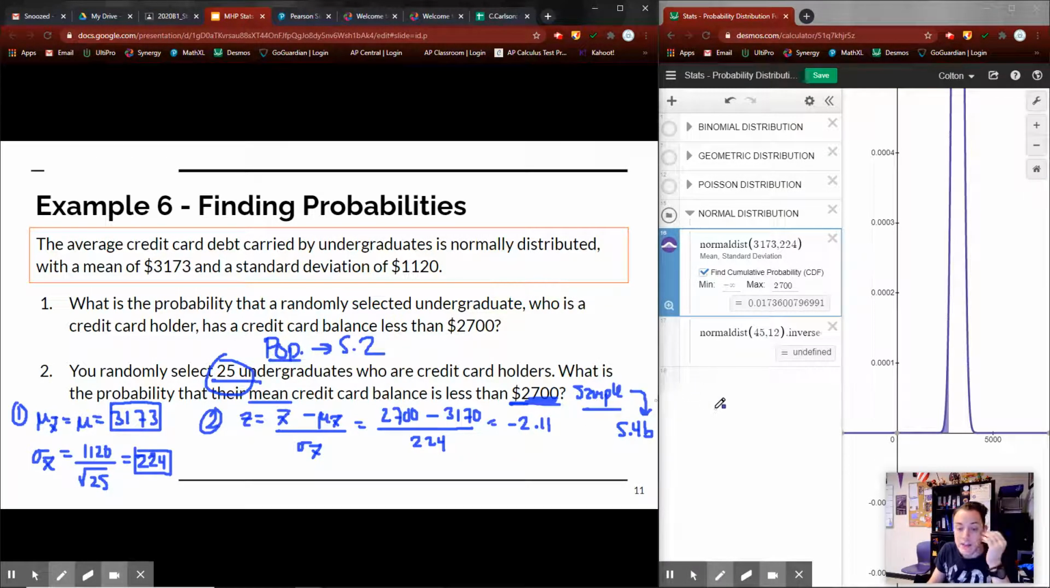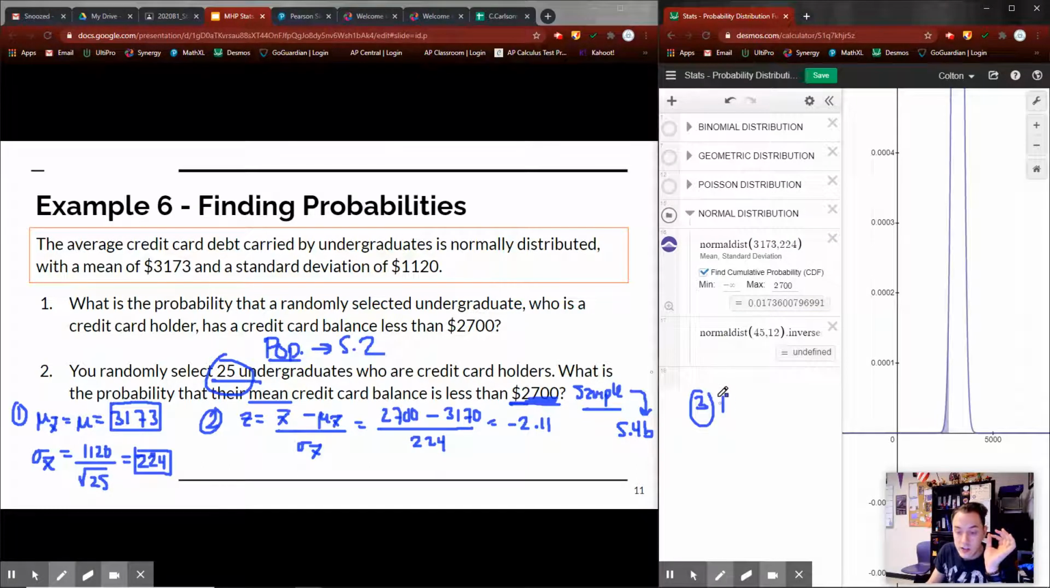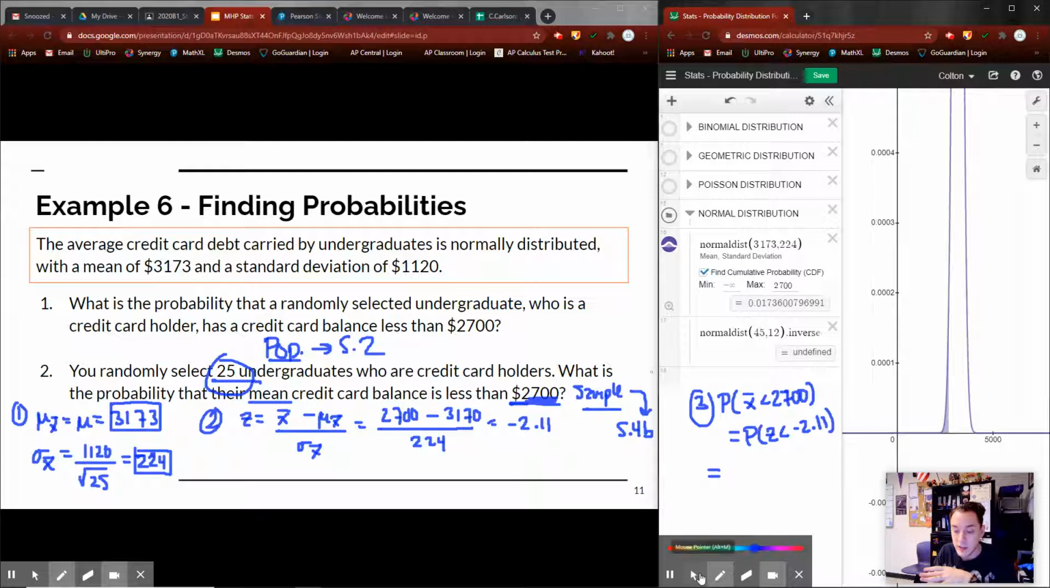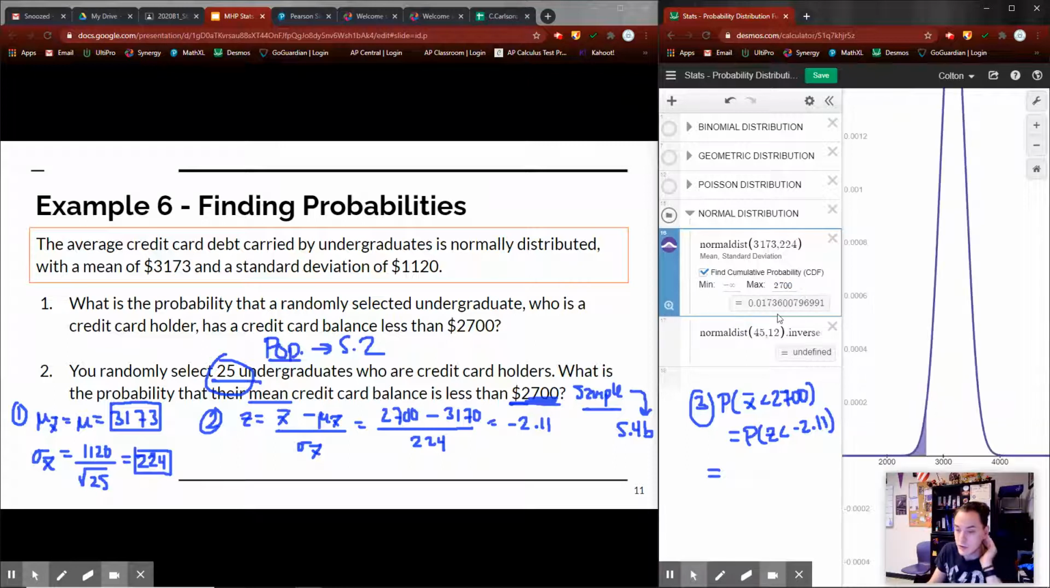Okay, so now when it's asking us to find the probability, because that's what it's actually asking us, and this is my third step. What's the probability of their mean credit being less than $2,700? This also equals the probability of my z-score being less than negative 2.11. What does this overall equal? I'm not going to do my z-score here, but I am going to change this. Actually, no, I don't need to change. It's all done. Yay. Let's zoom in though.